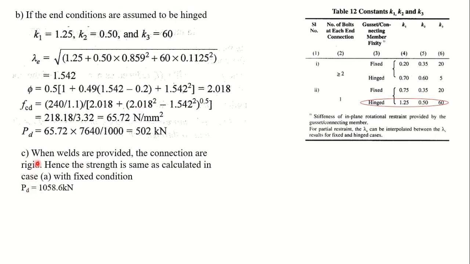And the third case is when welds are provided. When you have welds, they offer full rigidity of the joints, complete fixity of the joints. So it is as good as our first case with more than two bolts and fixed condition. If you have welds at the end connection, then you directly go with that first case. This is just like our previous case A, wherein we got the load value of 1058.6 kilonewton. In the third case also, with that assumption, we'll have PD as 1058.6 kilonewton itself.